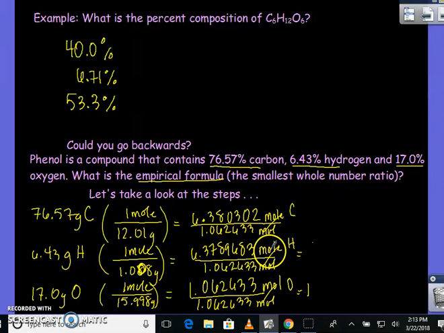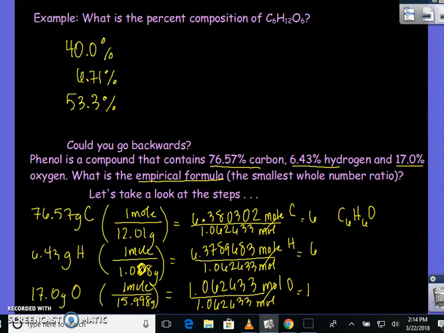Alright, and when I divided this number, I think you get something like 5.998 something. So I'm going to round that up to 6 because that's a very sexy whole number. And then I've got 6 for this one. So the empirical formula for this compound phenol is C6H6O.